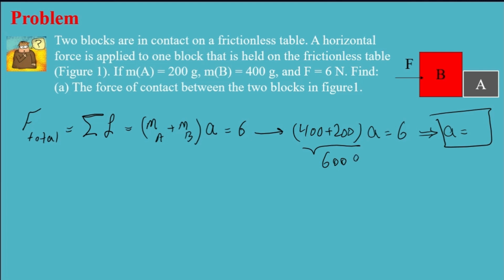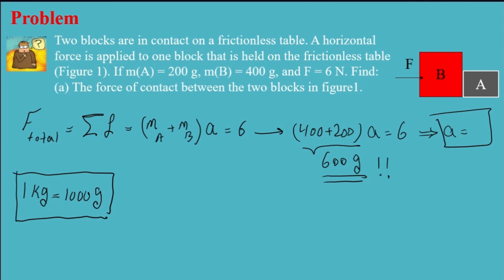However, it's in grams, right? That's a point you need to pay attention to. If you're writing down the second Newton's law, your mass must be in kilograms, not grams. So here I need to do the unit conversion. We already know 1 kilogram is equal to 1000 grams. So I need to use this to do the unit conversion. I talked about this in the previous videos, and I'm going to put a link below. Feel free to check them out.